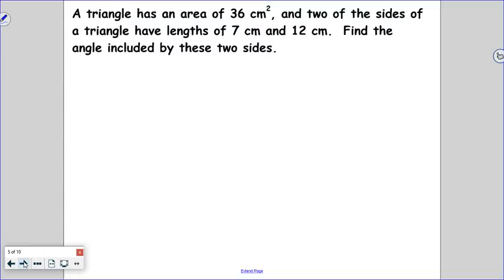A triangle has an area of 36 centimeters squared. Two of the sides have lengths of 7 and 12. And this is a good reminder of some vocabulary which you may not have heard since geometry. It says find the angle included by those two sides. So if we talk about a triangle and it has two sides of 7 and 12, it doesn't matter at all where you put those in the picture, but when it asks us to find the angle included, it is where 7 and 12 meet. They're asking us to find that angle right there, okay? So as we set this up in our area formula, because they did tell us the area, it is a side angle side.